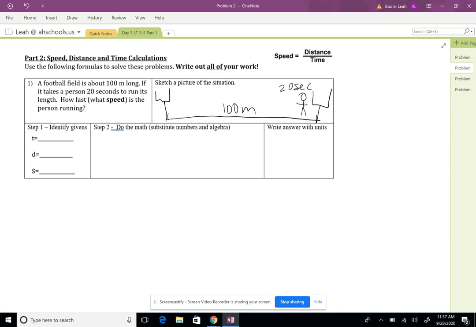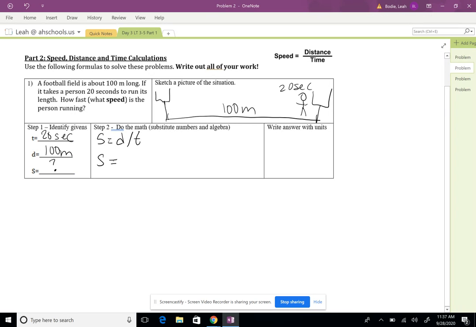But anyways, step 1, let's identify our givens. So our time, our distance, and our speed. Our time, we said, was 20 seconds. Our distance was 100 meters. And we don't know our speed. That's what we have to figure out. So now we do our math. So speed equals distance divided by time.